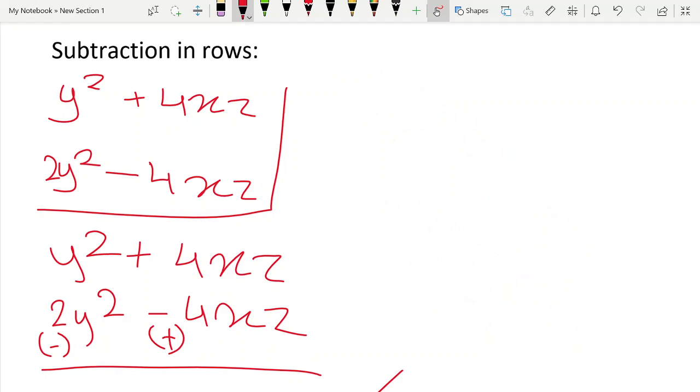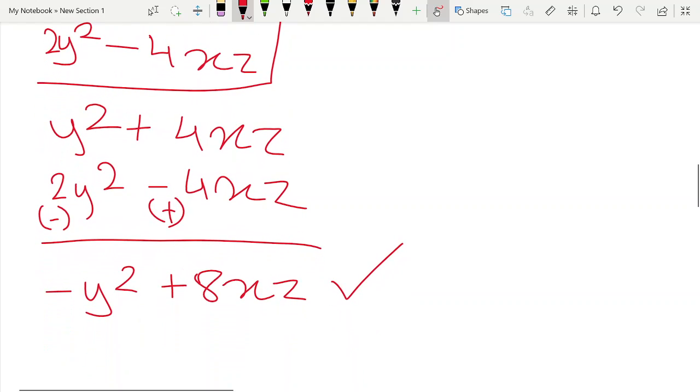Now we get these together, but there's a twist in subtraction. The bottom row that you're lining up will change their sign. So minus will become plus and plus will become minus. And then we just do whatever we need to do with them, which will give us this answer. Okay?